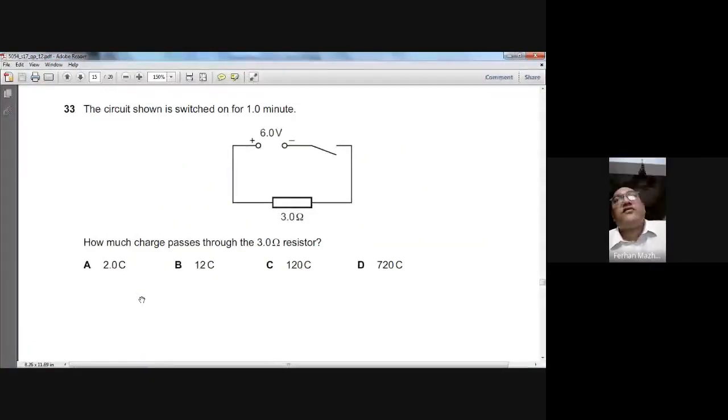So the question number 33, 120 coulomb, C is the option.